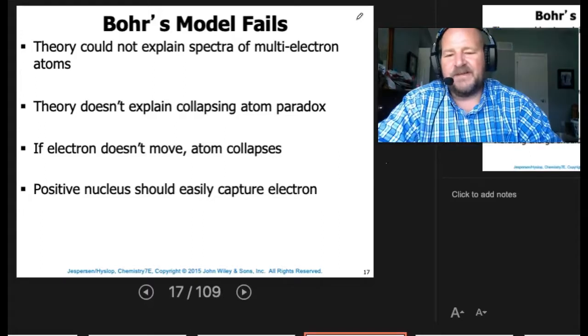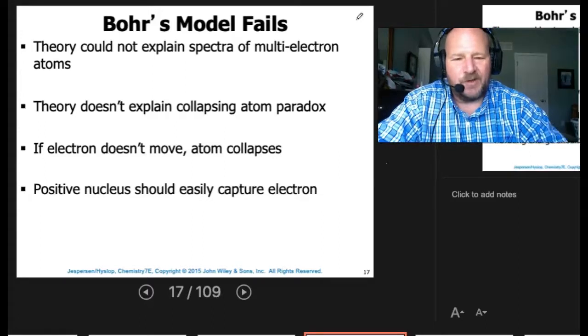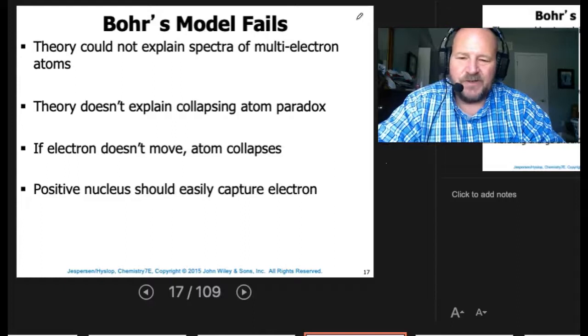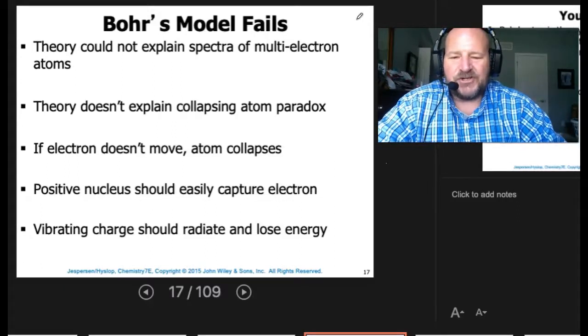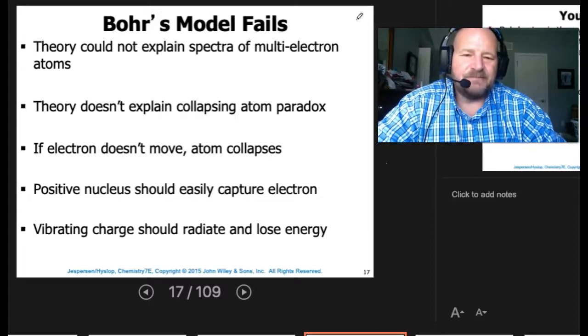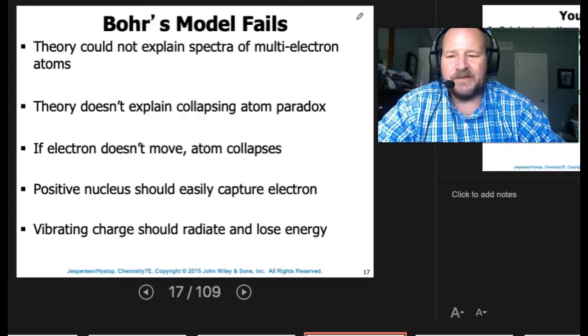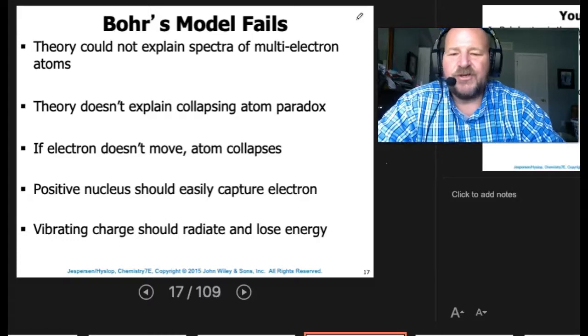Okay, so if the electron doesn't move, then the atom will collapse. Now, a positive nucleus should easily capture that electron. Now, a vibrating charge should radiate and lose energy. Okay, so another problem with it is that a vibrating charge should radiate and eventually lose its energy.